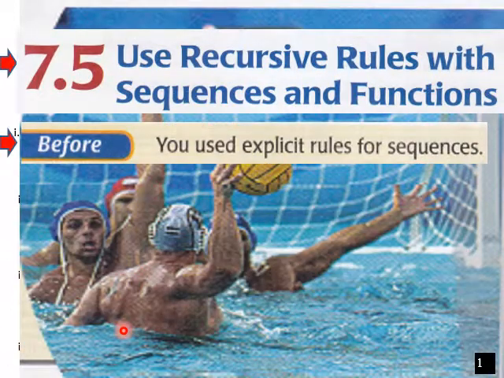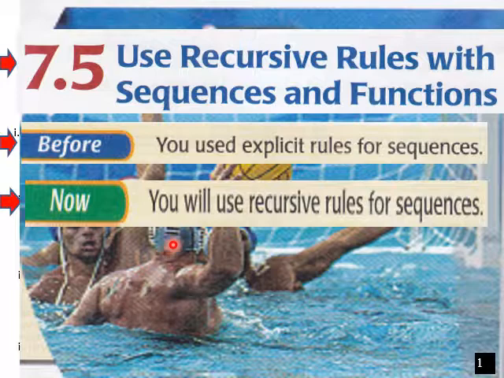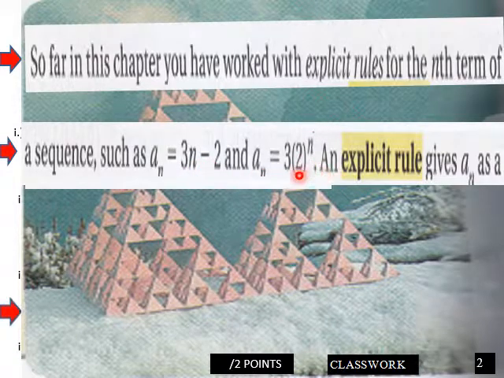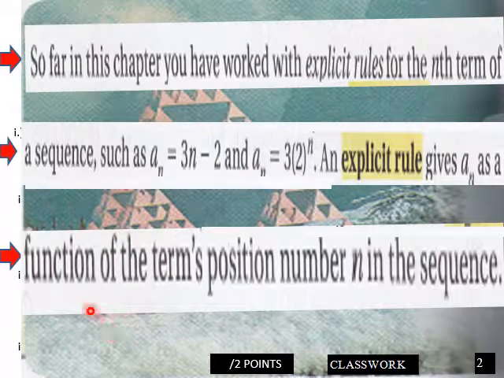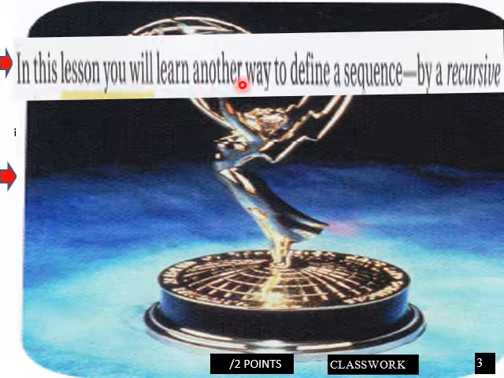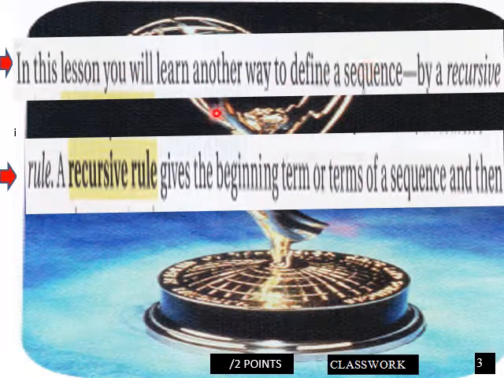Okay, using recursive rules with sequences and functions. You use explicit rules for sequences. You'll use recursive rules for sequences. So far in this chapter, you've worked with explicit rules for the nth term of a sequence, such as a sub n equals 3n minus 2, and a sub n equals 3 times 2 to the n. An explicit rule gives a sub n as a function of the term's position number n. So in this lesson, you'll learn another way to define a sequence by a recursive rule.